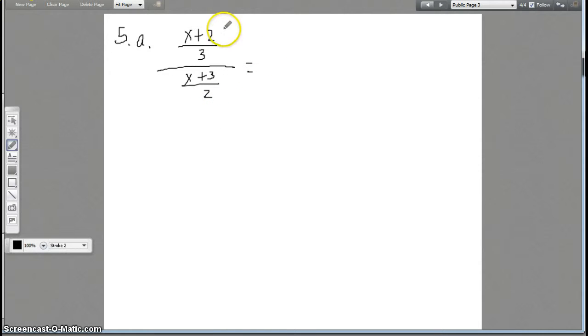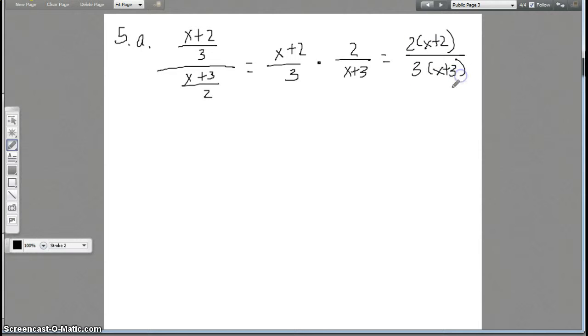So I'm going to copy my first fraction, which is the numerator, (x plus 2) over 3. Change the divided by, that's the fraction bar, to a times. And I'm going to flip over my bottom fraction, the denominator, 2 over (x plus 3). Okay, you can see here that nothing is going to cancel. So my answer is going to be 2 times (x plus 2) over 3 times (x plus 3). And you can leave your answer in this factored form, or you can multiply it out. If you multiply it out, it's (2x plus 4) over (3x plus 9).